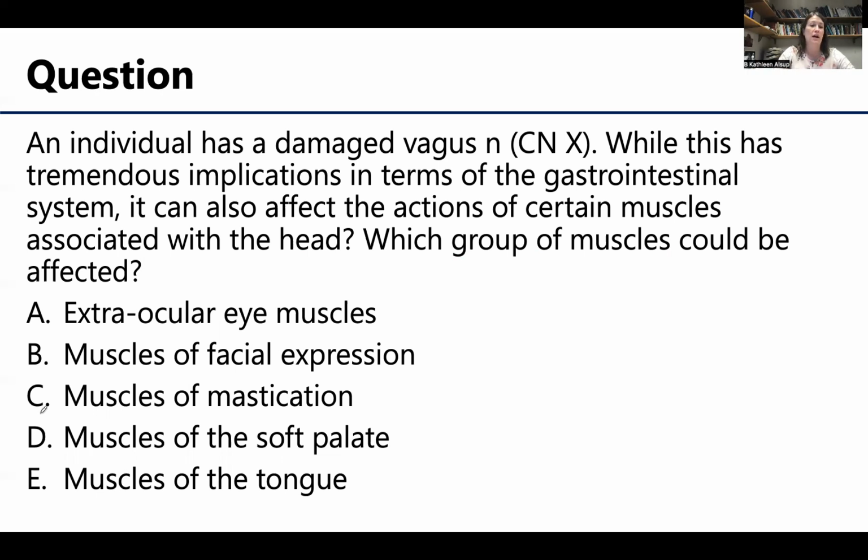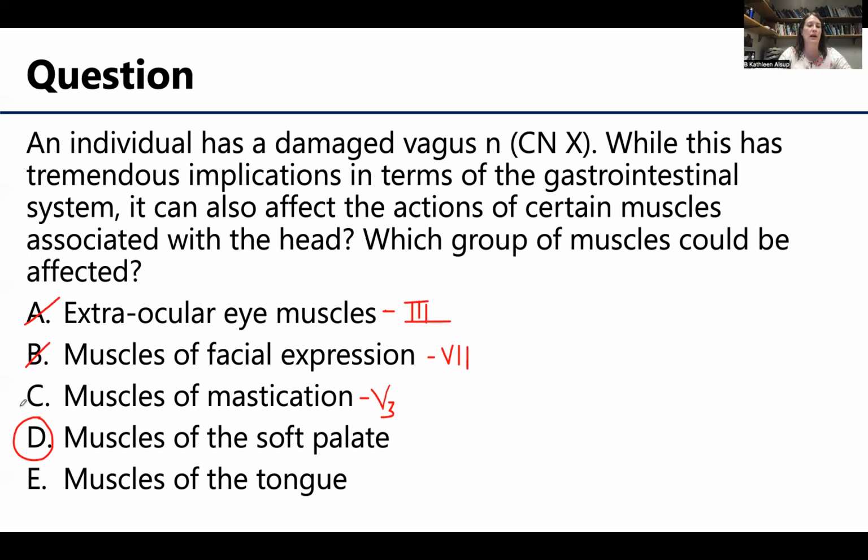And when you're ready, let's talk about how D, muscles of the soft palate, is correct. So almost all the muscles of the soft palate are going to be innervated by the vagus, except for one. It's not going to be the extraocular eye muscles. These are mostly going to be cranial nerve 3 or the oculomotor nerve with a few exceptions. So not this one. Muscles of facial expression. Do we remember what that one's innervated by, or this group? Cranial nerve 7, or the facial nerve, so not that. Muscles of mastication, that's not vagus. That's going to be the 3rd division of the trigeminal nerve, or V3, or mandibular nerve.